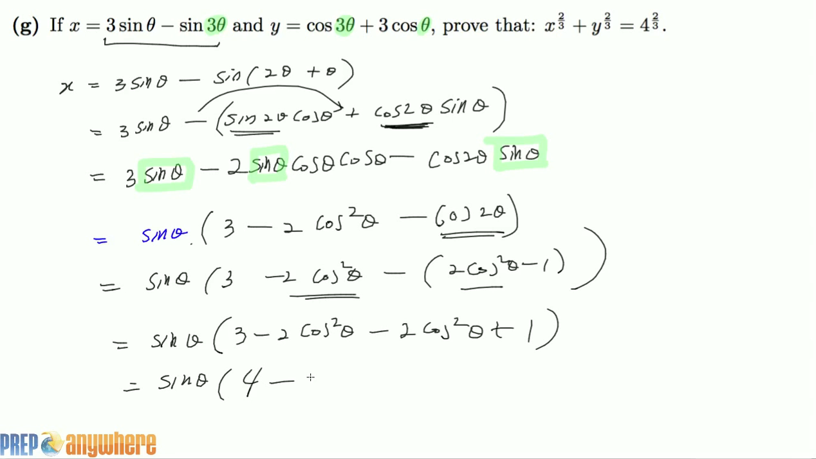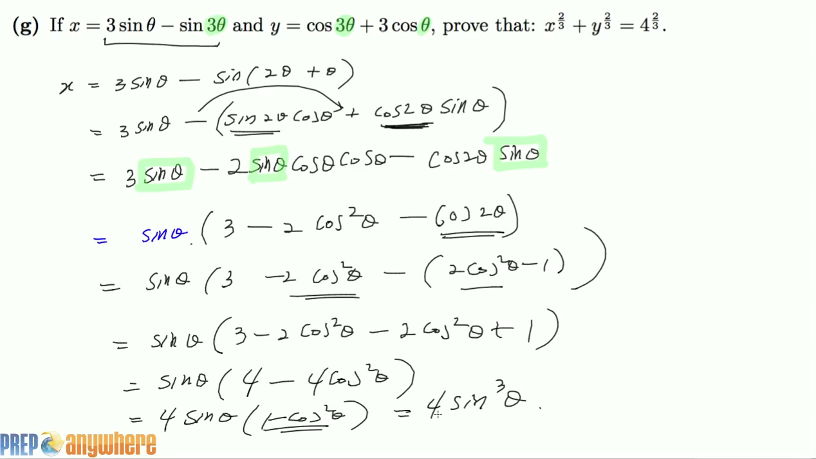So we get a 4 minus 4 cosine squared theta. And we can factor out the 4. So you get sine theta and 1 minus cosine squared theta, and that will turn into sine squared theta. So we get 4 sine cubed theta. Okay, so that's quite nice, particularly because eventually I have to raise x to the power of 2 over 3, and I have a power of 3 here. So I know I'm on the right track, and I have to do this for y as well.